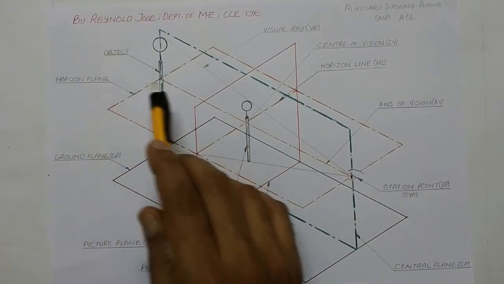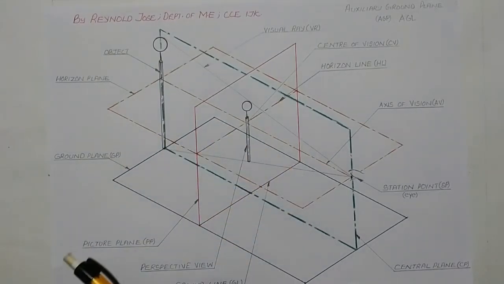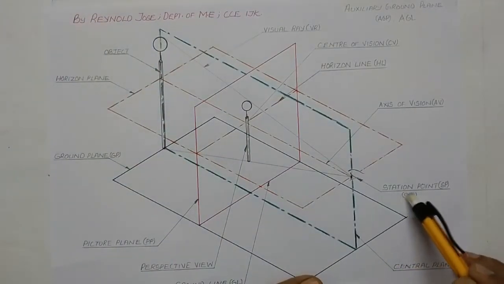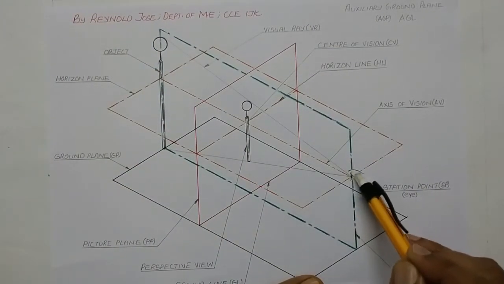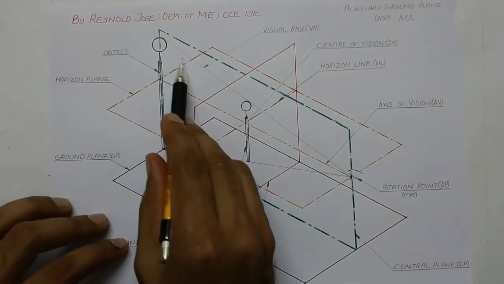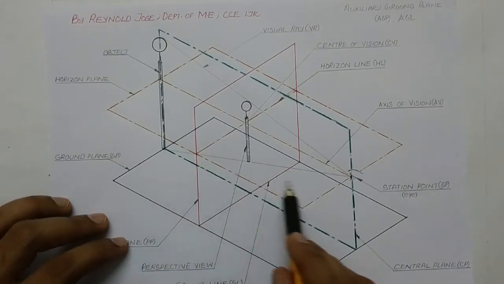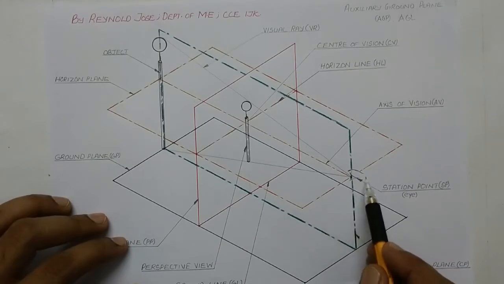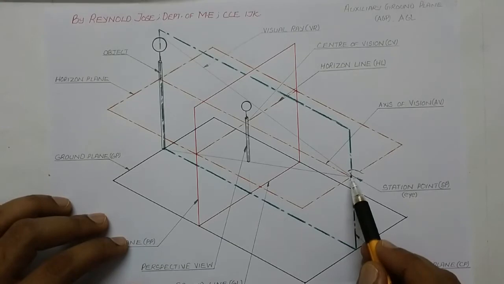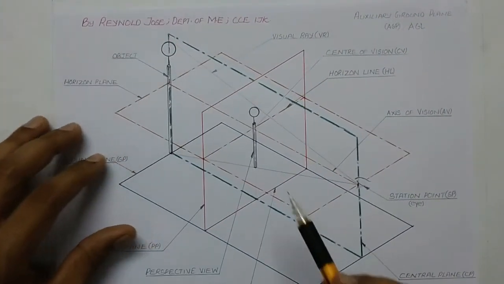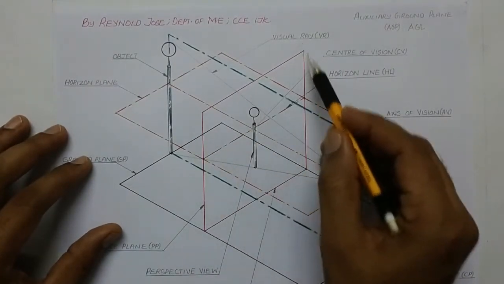Here we have an object, something similar to a light post, and this is our observer. Here we have the eyes of the observer. These rays are known as the visual rays. It is assumed that the visual rays are converging to the station point, which is the eye of the observer. And when the visual rays converge to the eye of the observer, here we have a plane. This plane is known as the picture plane.